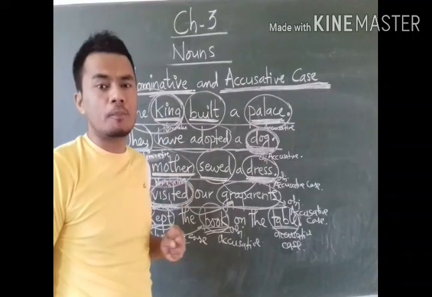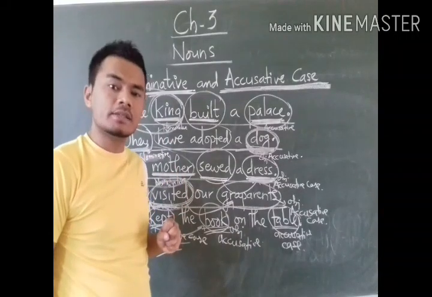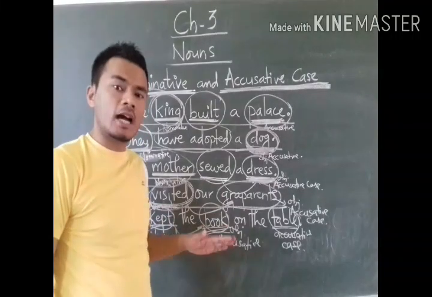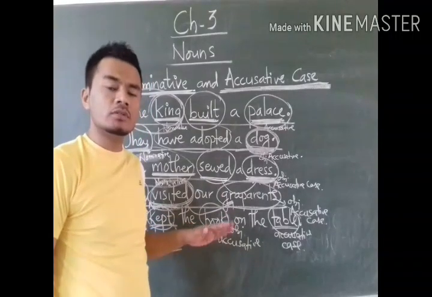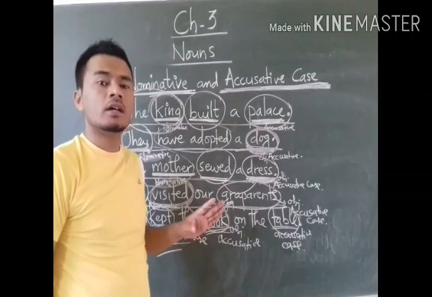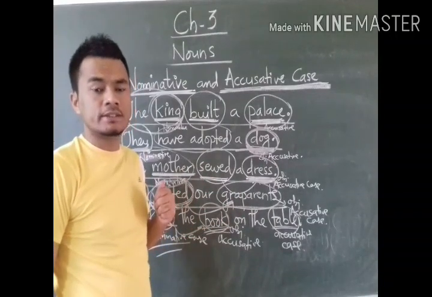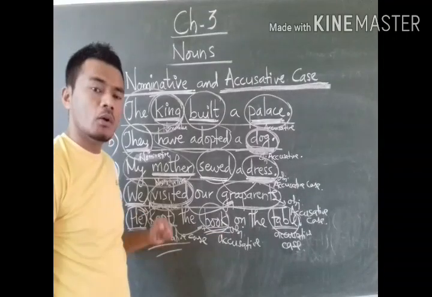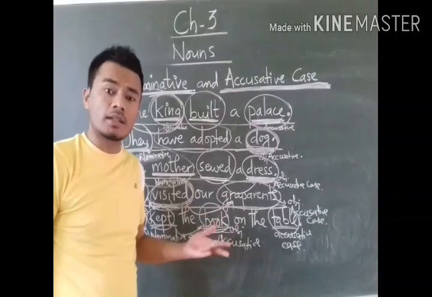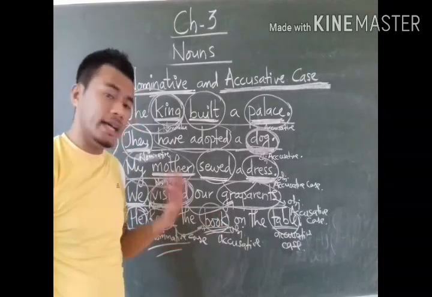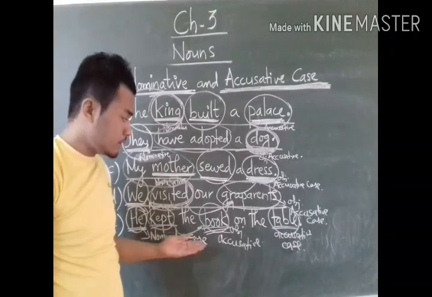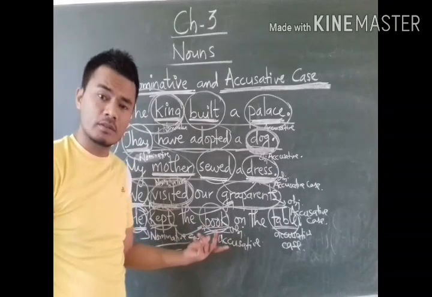There are two types of object: direct object and indirect object. We have to understand. Direct objects are those nouns or pronouns which receive the direct action of the subject. Like he kept book. When we ask what after the verb, then we get the direct object. He kept, but what? Book. So book is direct object.